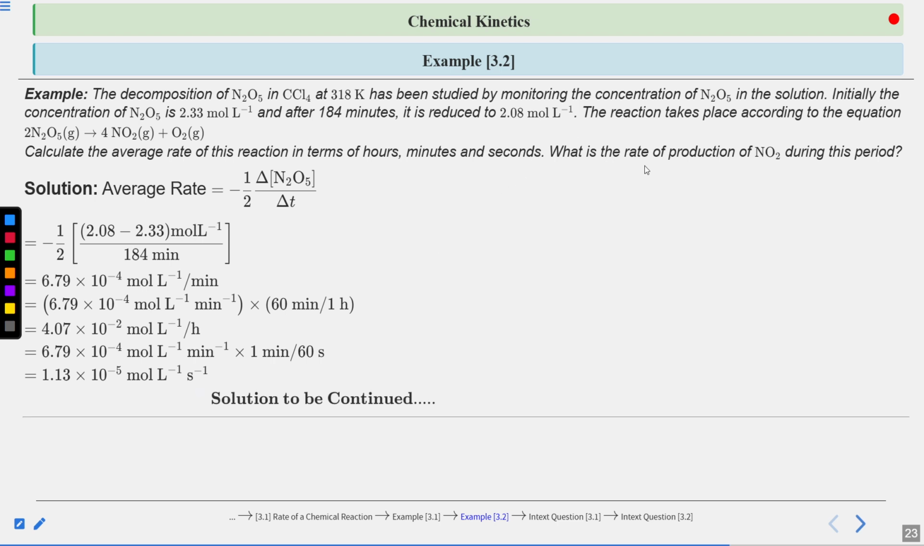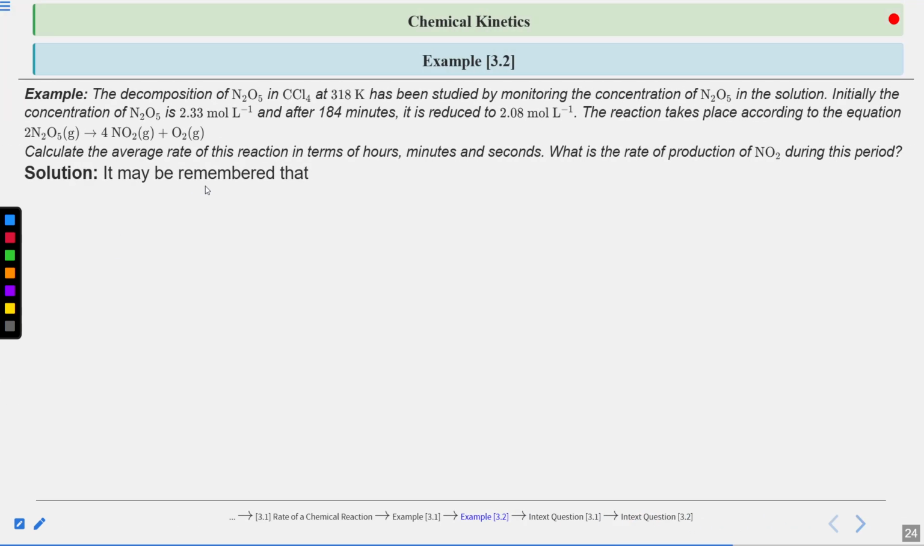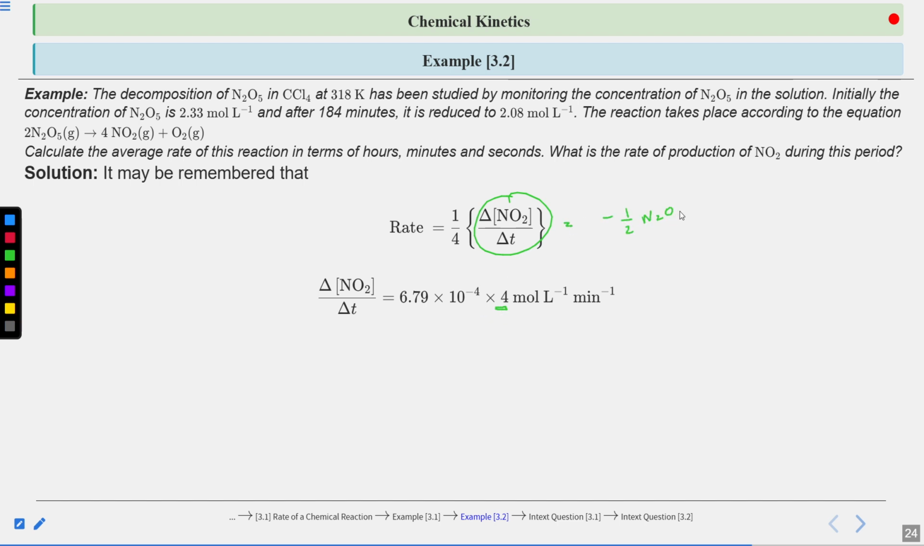Now we have to answer what is the rate of production of NO2 during this period. For that, it may be remembered that the rate is also defined as 1 by 4 of change of NO2 divided by change of time, right, as I said. So this quantity will be 6.79 times 10 to the power minus 4, and this 4 will also go in the multiplication, so multiply by 4, because this quantity is also equal to the minus half of N2O5 change divided by delta T, remember, right? So this quantity is this much, 6.79 times 10 to the power minus 4.